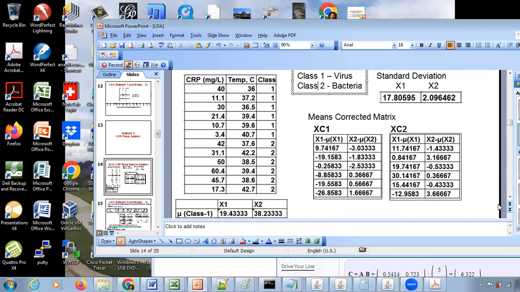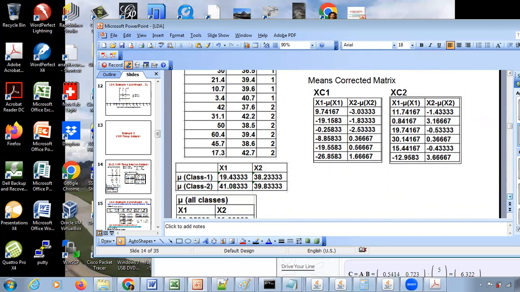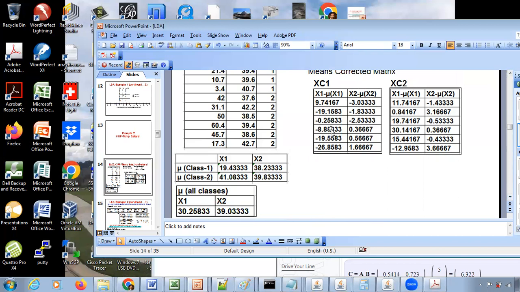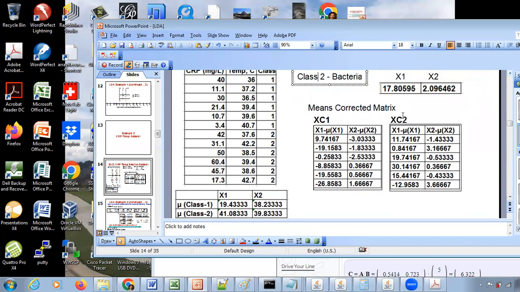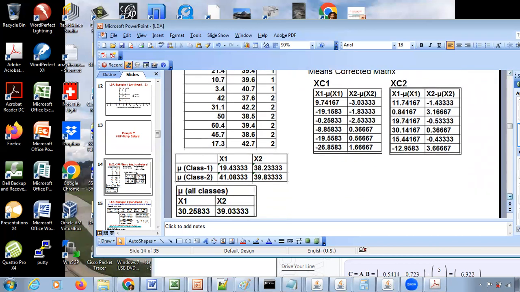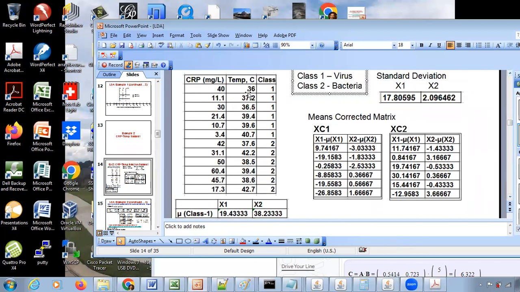So basically what you need to do is use the overall mean. For XC1, which is the first 6 records belonging to class 1, take 40 minus the mean of X1, which is 30.2583. So 40 minus 30.2583 is 9 point something. And 36 minus the mean of X2, 39.033, is going to be negative 3.0. So do that for all the records for class 1, and similarly for all the records for class 2.